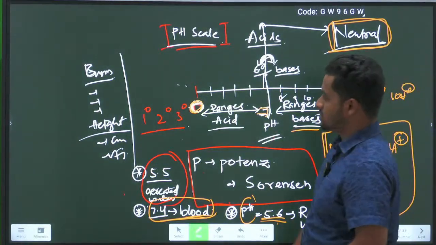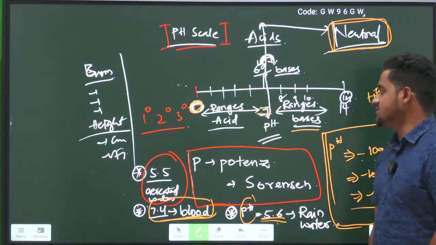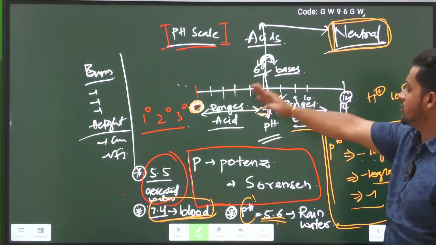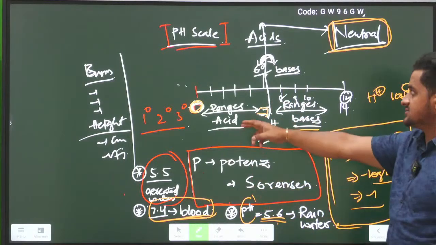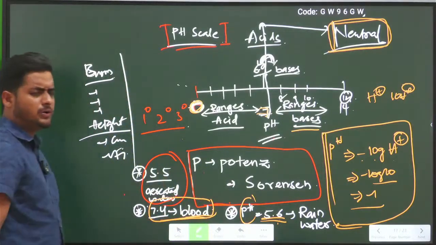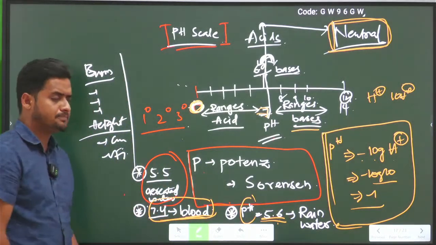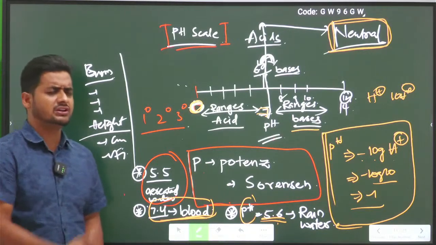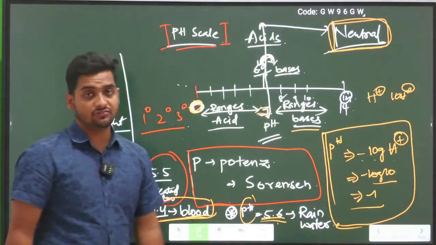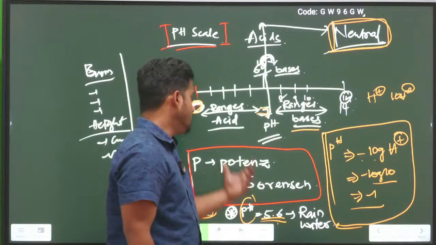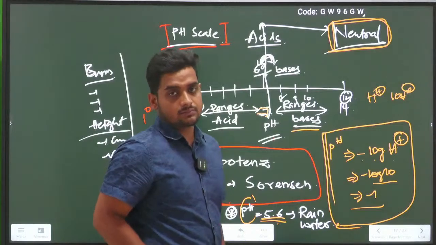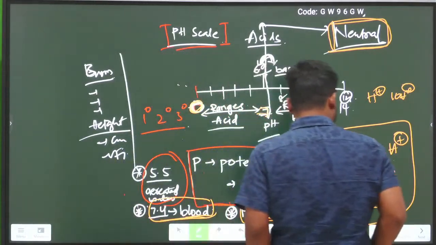So next is the pH scale, ranging from 0 to 14. On that pH scale, 7 is the middle point, the neutral point. 0 to 7 is the range of acids, that is the strength of acid, and these are the measurements. Taking an example, if the pH is 5.5, then it is aerated water, and if the pH is 7.4, then that is blood pH. If we calculate rainwater pH, it is 5.6. P stands for potenz, and it was studied by the scientist Sorensen.